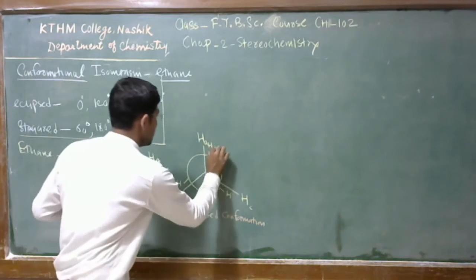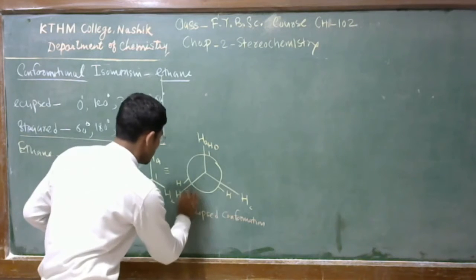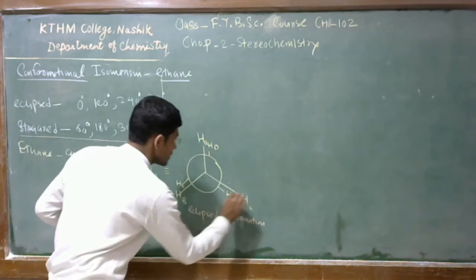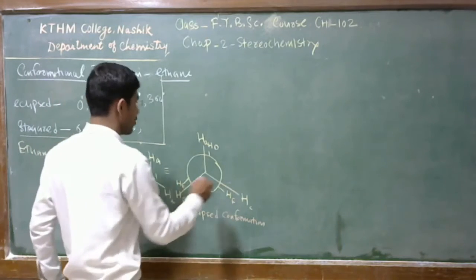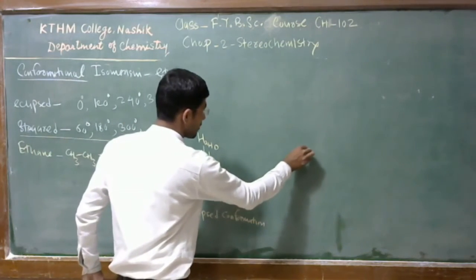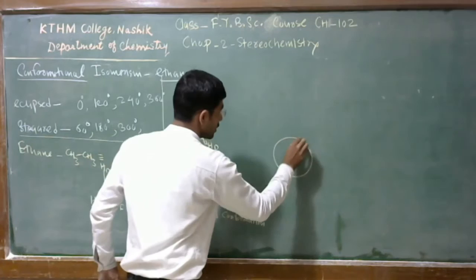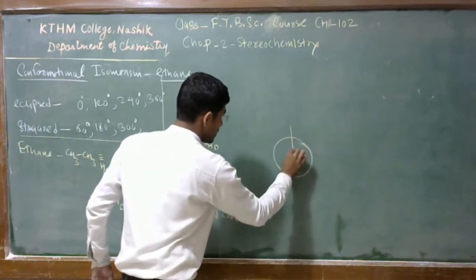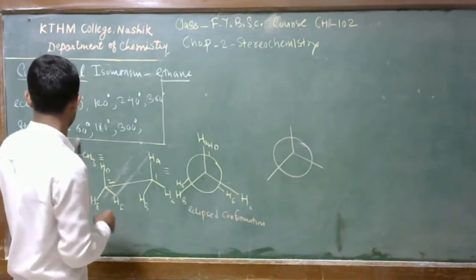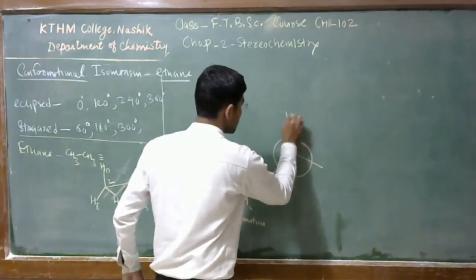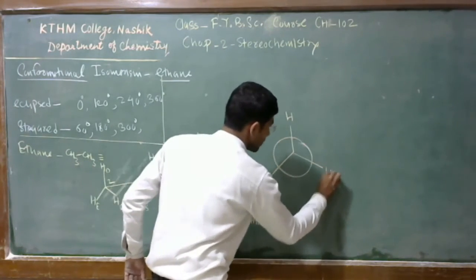So HD, HE and HF like this. So this first conformation is possible for this molecule. Now the second conformation, if you rotate this rear carbon by angle 60, for that we can observe this conformation, staggered conformation.